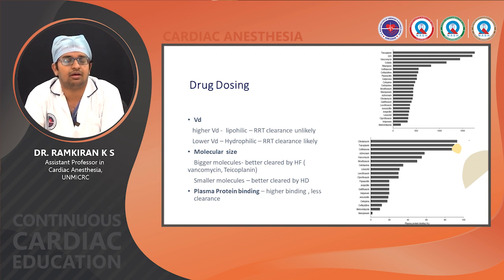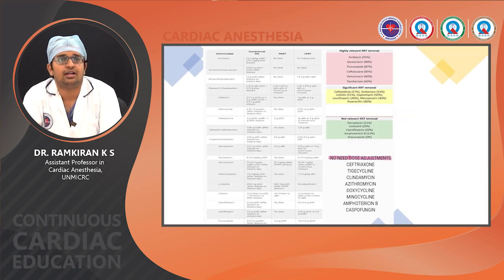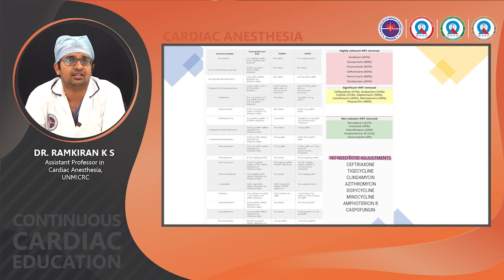So for example, bigger molecules like antibiotics, if you take vancomycin, teicoplanin, are cleared more by hemofiltration than by hemodialysis. And then there is plasma protein binding: the higher the binding, the less the clearance. So this basic knowledge we have to have. And now this is a chart describing the various antibiotics used and their dose, which has to be changed in intermittent hemodialysis, SLED and CRRT.